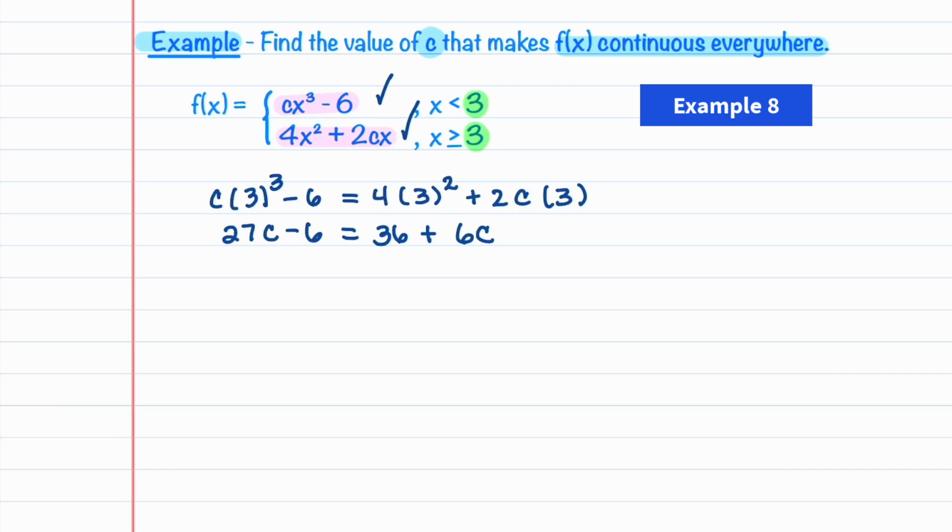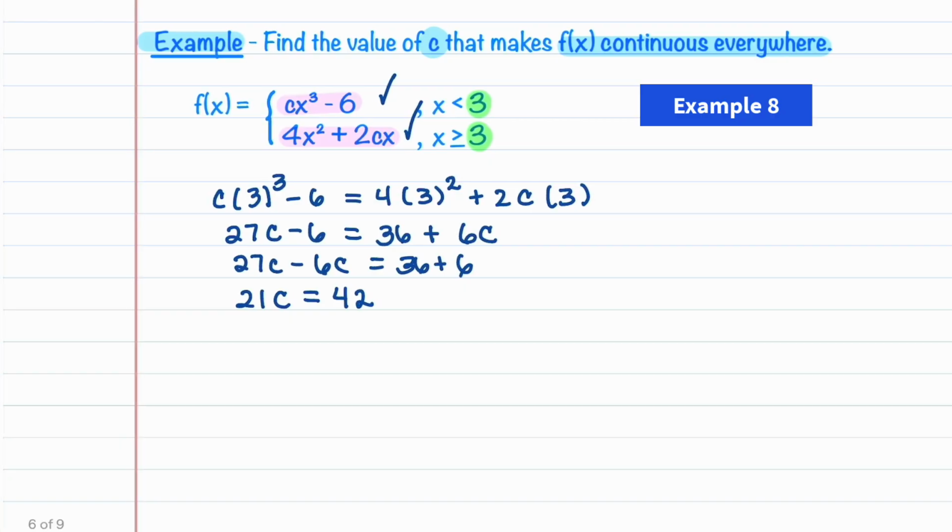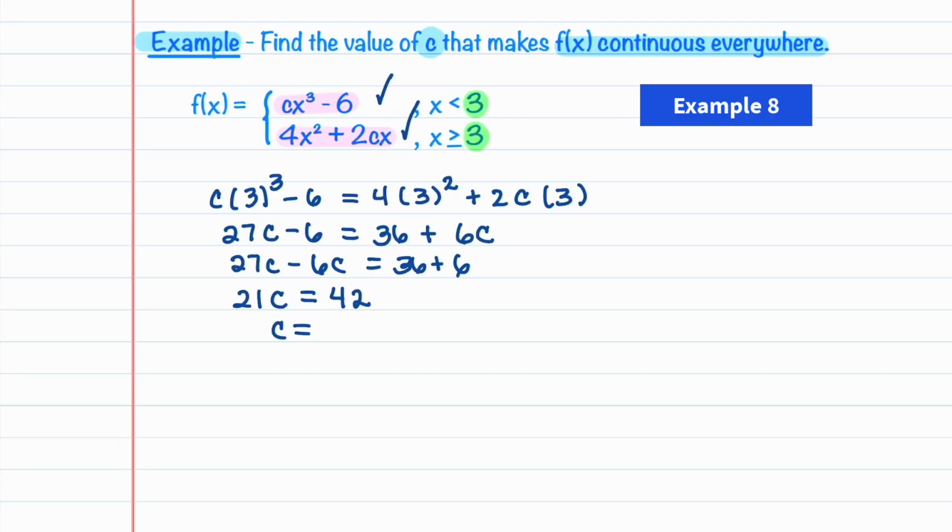Let's move the c's to the left and the constants to the right. So we have 27c minus 6c on the left and 36 plus 6 on the right. 27 minus 6 is 21, so we have 21c is equal to 36 plus 6, which is 42, and that works out real nice. Dividing by 21, we see that c is equal to 2. So we can conclude that our function is going to be continuous even at x is equal to 3 if c is equal to 2.